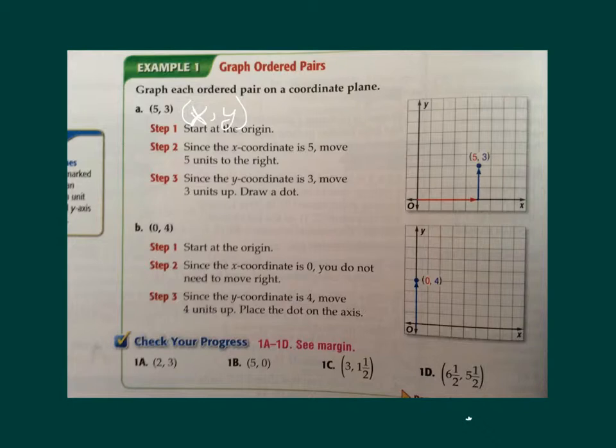That's our ordered pair. The next ordered pair is going to be 0, 4. Once again, start at the origin. Do I go right or left at all? No, I don't, because it's 0. And then I go up 4: 1, 2, 3, 4. So I go up my y-axis up to 4.